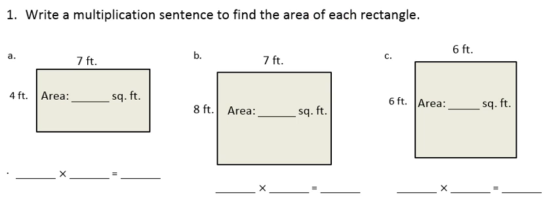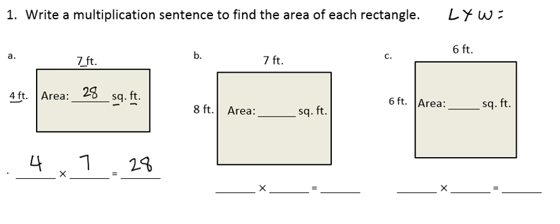And to find the area of a rectangle, we need to take the length times the width. In my first rectangle, I have a length of 4 feet and a width of 7 feet. I'm going to fill that in on my multiplication number sentence. So I have 4 times 7, which is 28. That tells me that the area of this rectangle is 28 square feet.